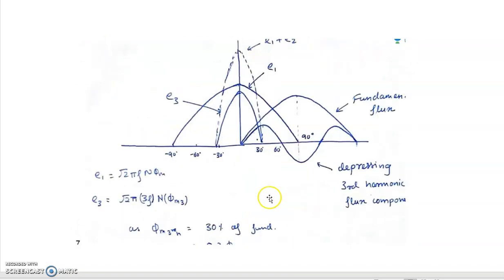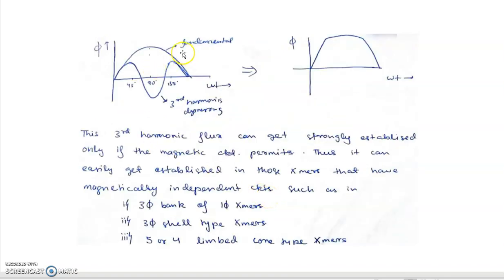We are also going to notice that this is the third harmonic and this is the main sinusoidal wave. In the actual, practical case, it is not like this, it is flat top. The third harmonic flux can get strongly established only if the magnetic circuit permits, as it can easily get established in those transformers that are magnetically independent circuits, such as a three-phase bank of transformers, three-shell type transformer, or five-limb core type transformers. We will talk about this flat top.